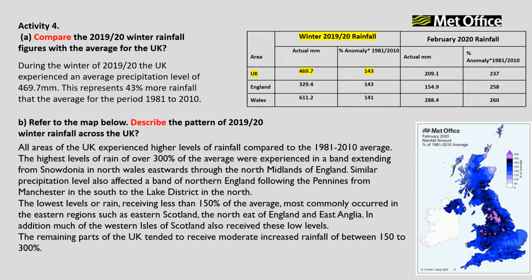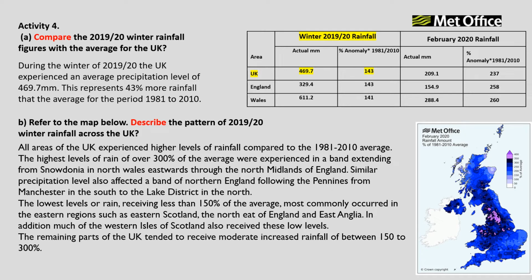So if the number's over 100, it means you had more rainfall than you'd normally expect at that time. As you can see, if you look at the winter rainfall figures, for the UK, for England and for Wales, so those separate parts of the UK, you've got more rainfall than average.